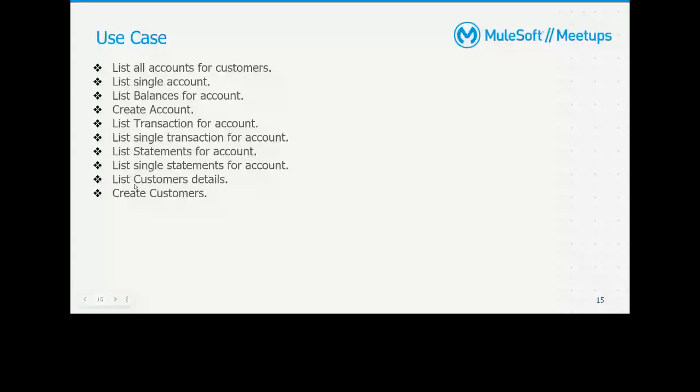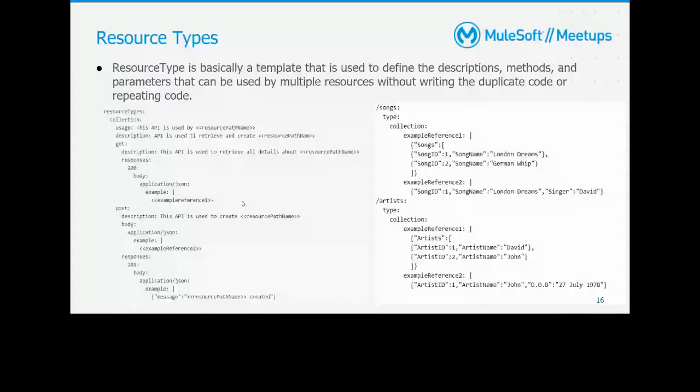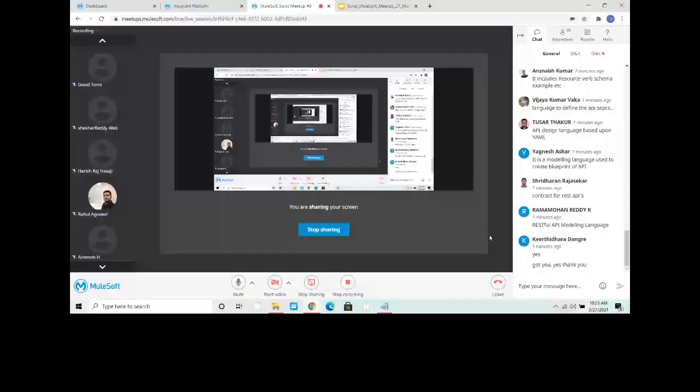Okay. So what is resource type? Can anybody explain what is resource type? Anybody knows about resource type? Yes, can I speak? Yes, you can. Yeah, resource type is like a template that is used to specify the description, the method, and the parameters that can be used by multiple other resources without the need to rewrite duplicate code. Yeah. Correct. You are right.